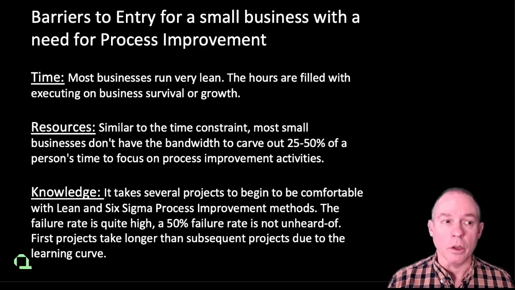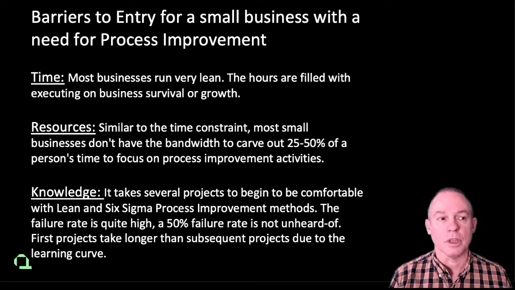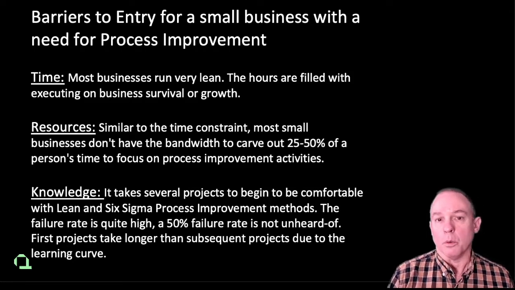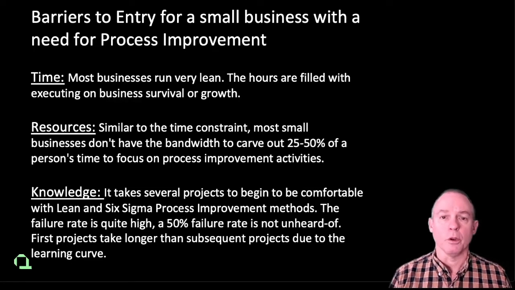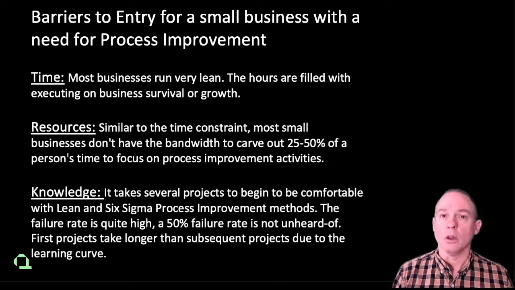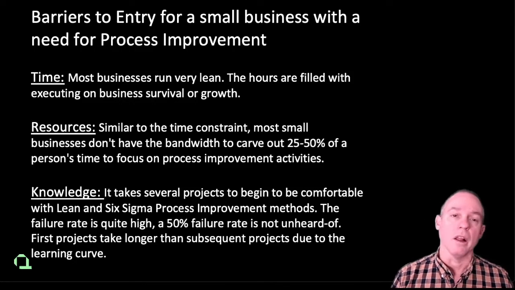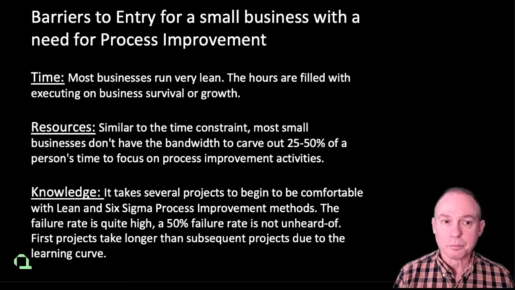And thirdly is knowledge. It takes several projects to begin to be comfortable with Lean and Six Sigma process improvement methods. Malcolm Gladwell suggests that 10,000 hours of practice are required in order to achieve a level of expertise. The failure rate is quite high. A 50% failure rate is not unheard of. And finally, first projects take longer than subsequent projects due to the learning curve and the trial and error approach of executing a first project.